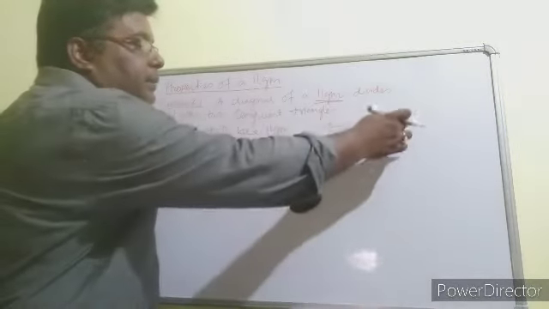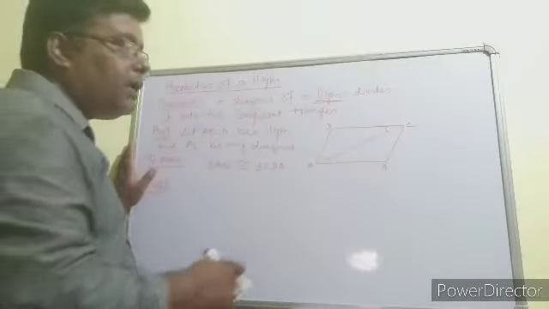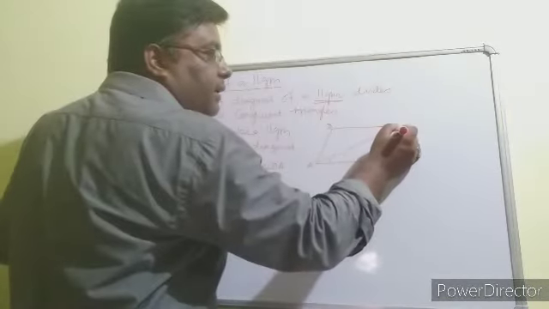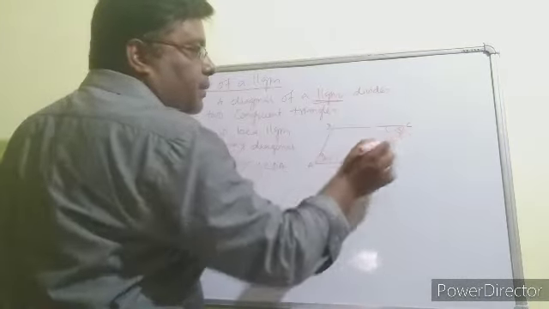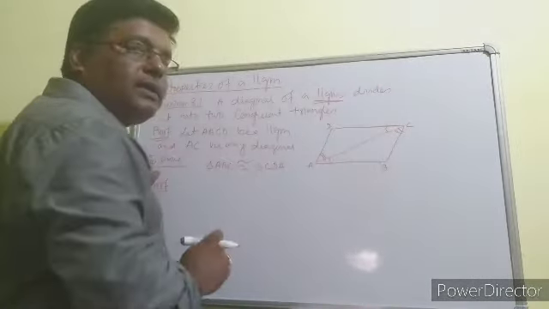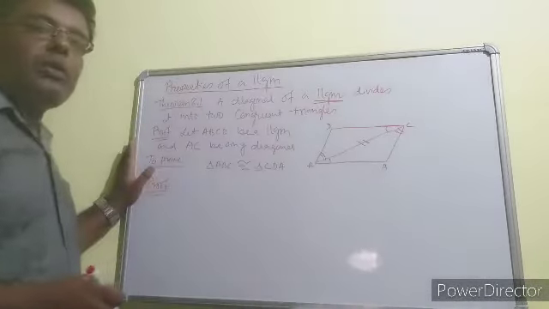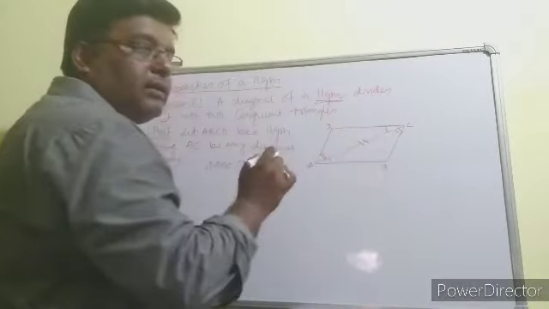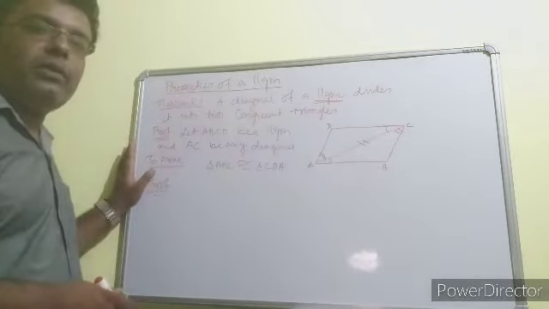So alternate interior angles are equal. Similarly, BC and AD are also parallel, and AC is a transversal. That's why this angle and this angle, these two angles, are also equal. That is, in these two triangles we get two pairs of angles equal, and this AC is a common side. So by angle side angle we get that the two triangles are congruent.